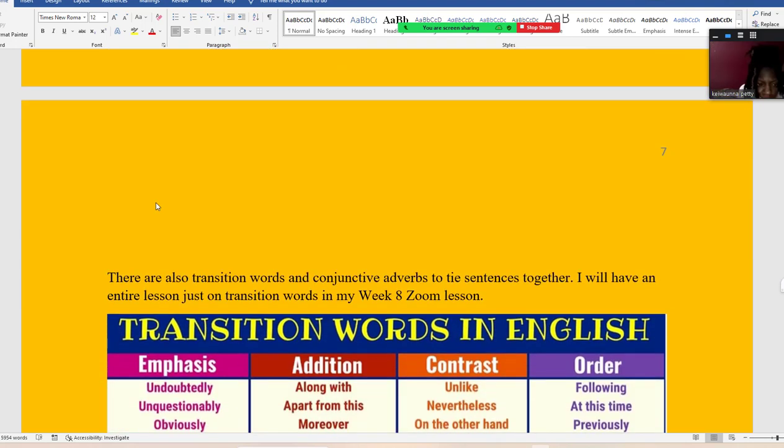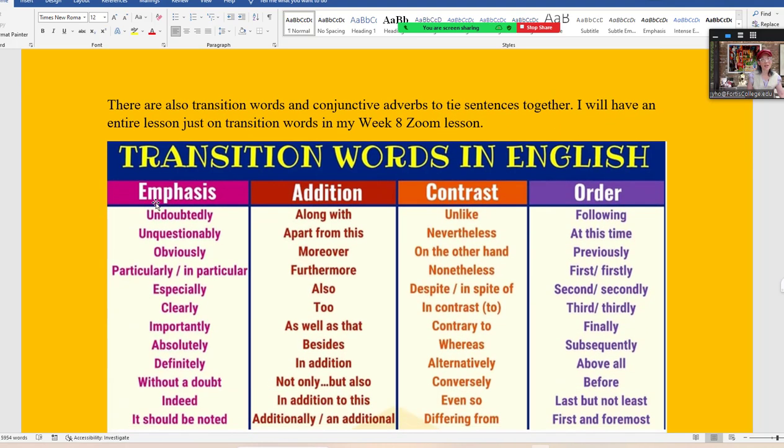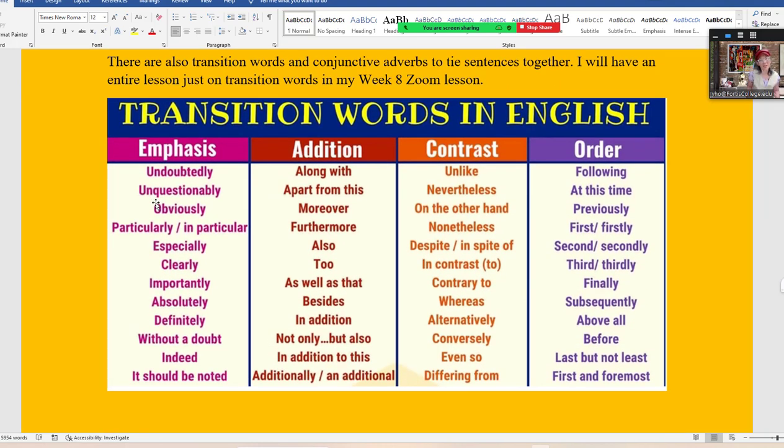That's review of, I forget, week 3, parts of speech. Anyway, getting to your transition words. When you Google yourself a transition word list, this is what you're going to get. This kind of a list.